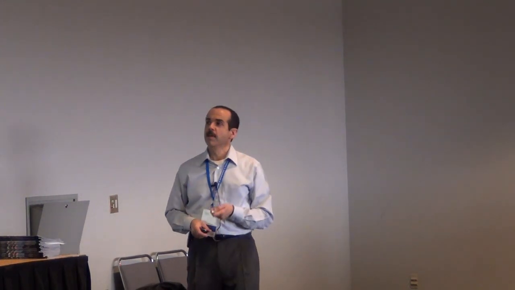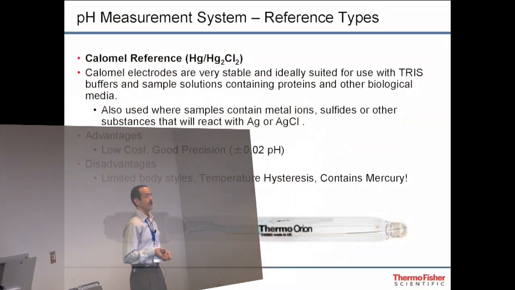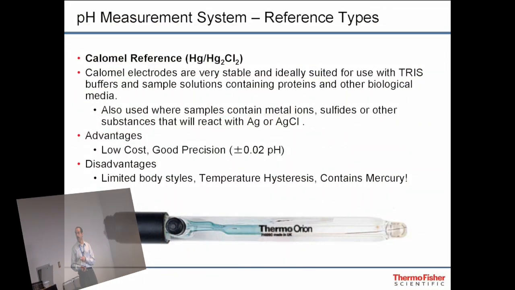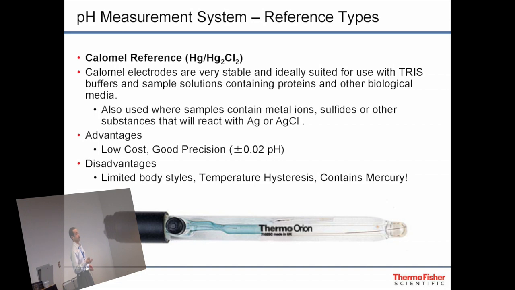Okay. So once upon a time, when electrodes first came out, the most common type of reference used was called a calomel. I think what a lot of customers didn't realize is that a calomel reference is mercury-based. So if you have a calomel electrode, just know that inside there's mercury. If you break that electrode, it's a mercury spill. It's an electrode that really can't just be tossed in the trash. So just be aware of that.